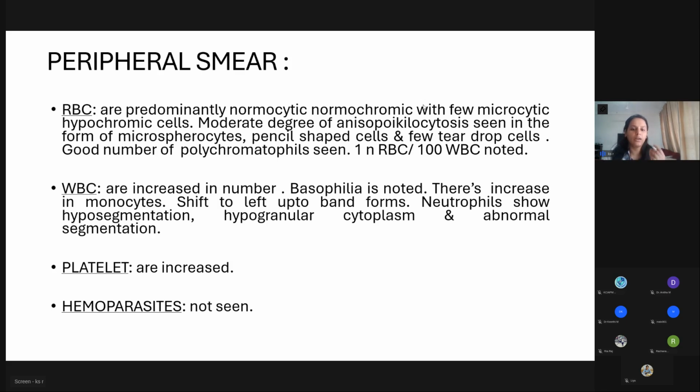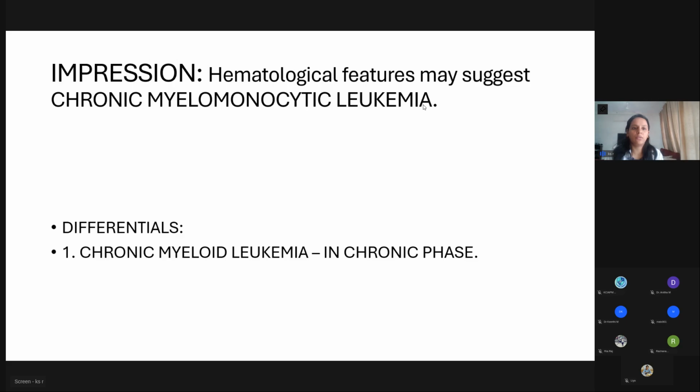So from this DC and the images given, I concluded that since there is obvious dysplasia in the neutrophilic lineage, and there is no classical peak at promyelocyte, myelocyte, metamyelocyte, but there is only obvious basophilia, which is indicating towards a myeloid proliferative neoplasm. So I have concluded that the best I have come up with is hematological features may suggest chronic myelomonocytic leukemia, and the next good contender is chronic myeloid leukemia in chronic phase.